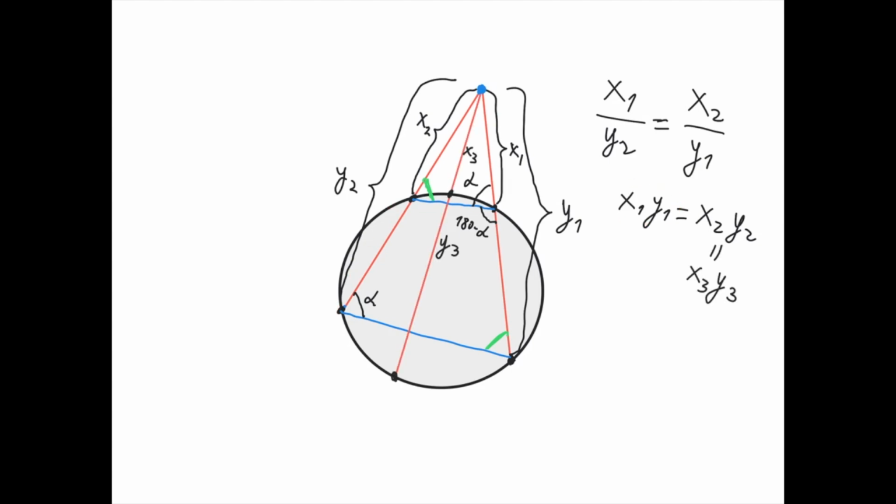And so this value equals this value equals this value, and this value doesn't depend on the line we chose. And so this value is somewhat intrinsic of the circle and the point. So this quantity is called the power of the point A with respect to the circle K, and is written like this: pow of A, comma K.